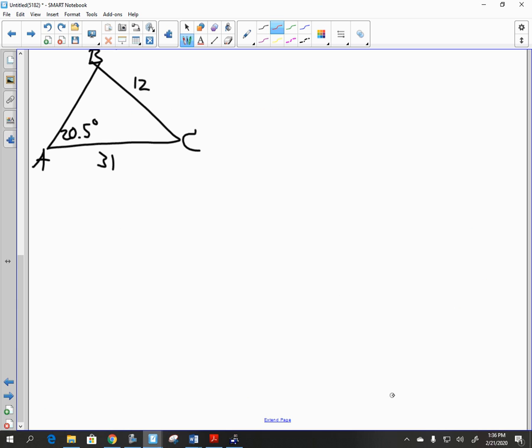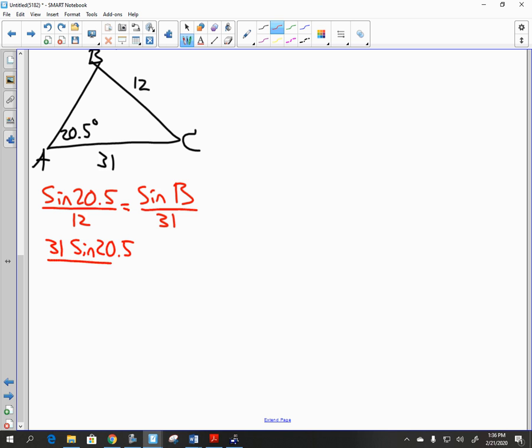Everybody usually says, how do I know? Just tell me from the beginning. So you've got to set it up. Sine of what? Sine of 20.5 over 12 is equal to sine of B over 31. Do I need to cross multiply, or do I just need to multiply both sides by something? By what? 31 sine of 20.5 over 12 is equal to sine of B.